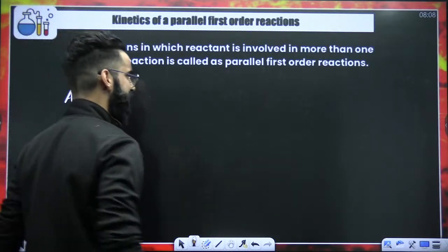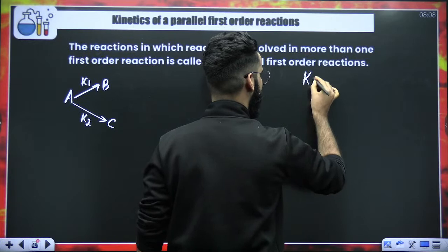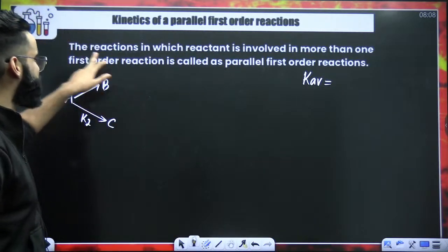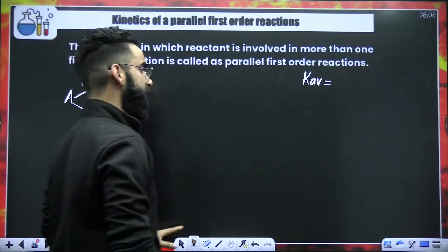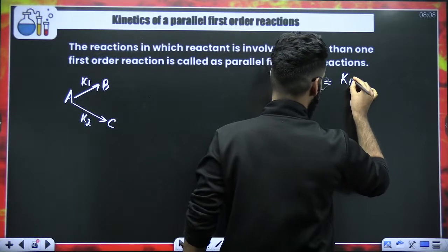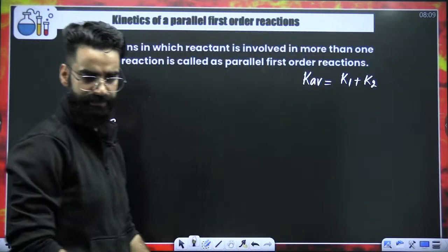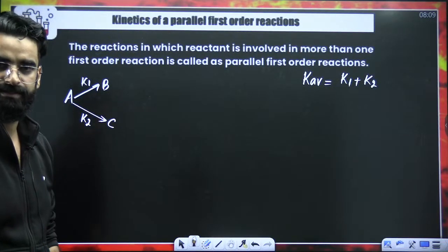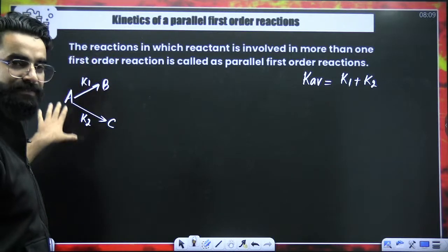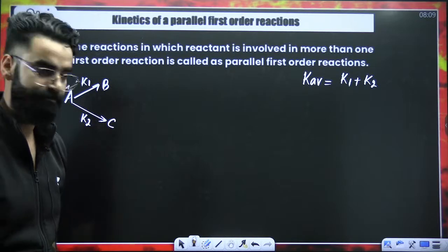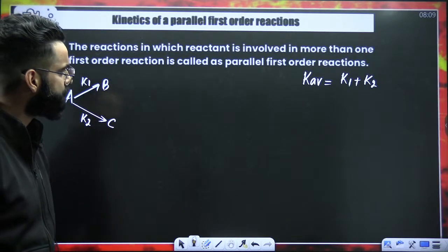My first expression here is going to be to calculate the average rate constant of the reaction. Average rate constant of this parallel first order reaction. Let me tell you, the average rate constant of the parallel first order reaction is the sum of individual rate constants. Point number 1, right?